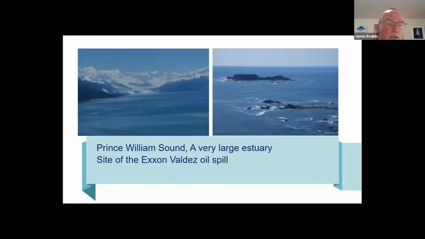The other source population for these translocations was Prince William Sound. This is a very large estuary in the northern Gulf of Alaska. It's also the site of the Exxon Valdez oil spill. And generally, these are more protected waters, with some open exposure at the entrances into Prince William Sound.